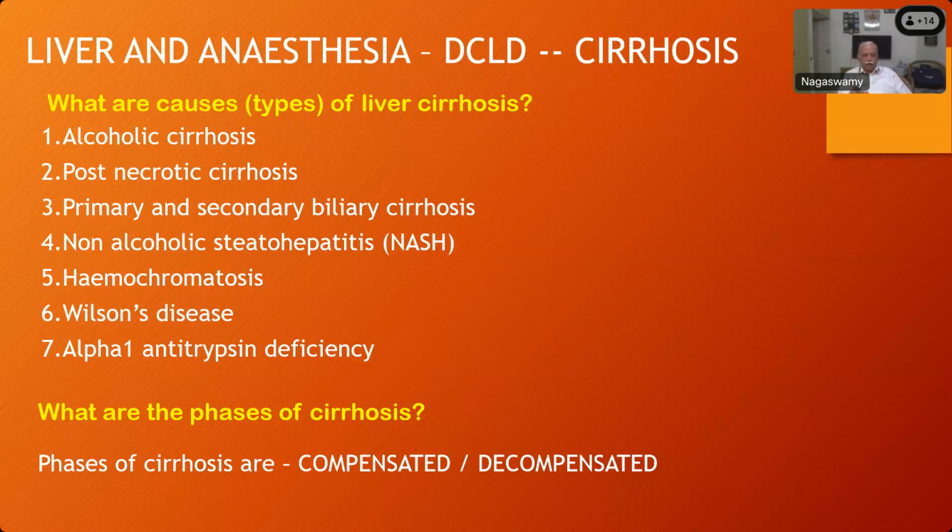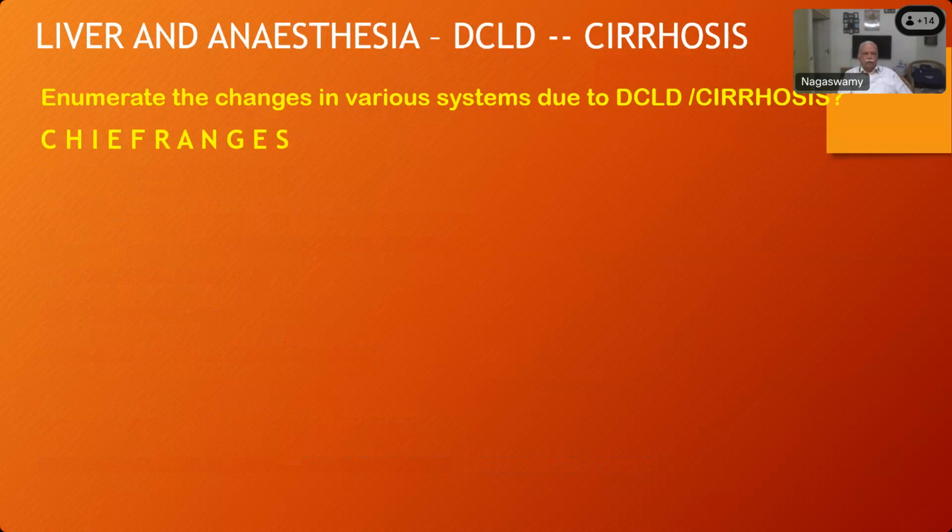So that is why the liver is able to compensate for any insults for a very long time, until it cannot reproduce any more hepatocytes, then it becomes decompensated. So the phases of cirrhosis are compensated and decompensated. Now the next question they may ask you in the exam: enumerate the changes in the various systems due to chronic liver disease or cirrhosis.